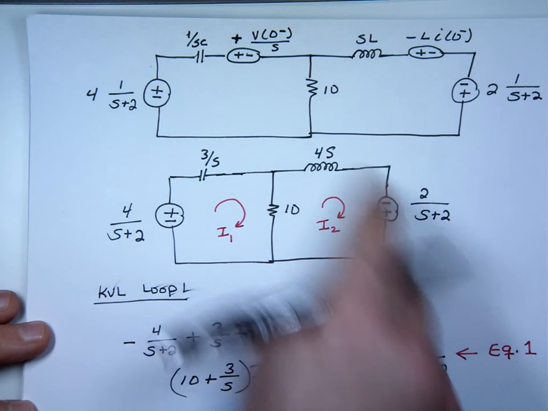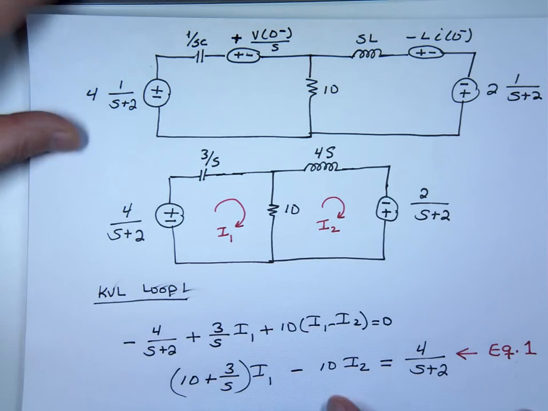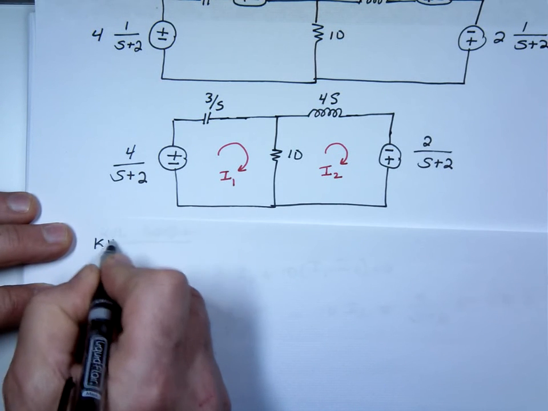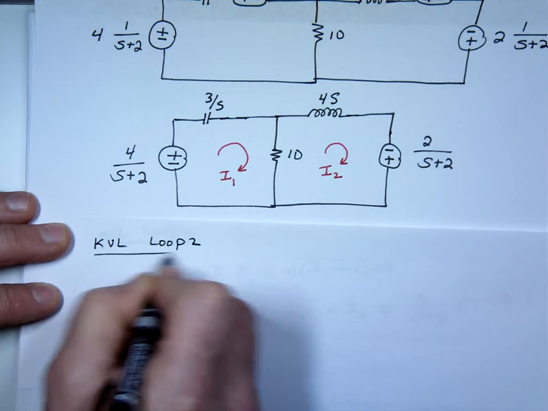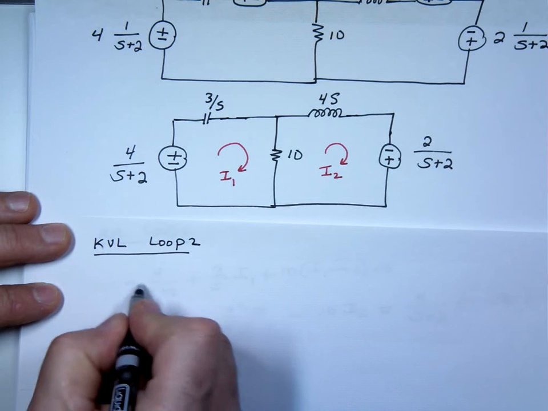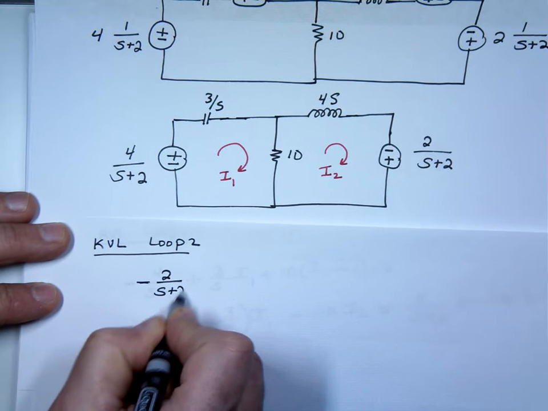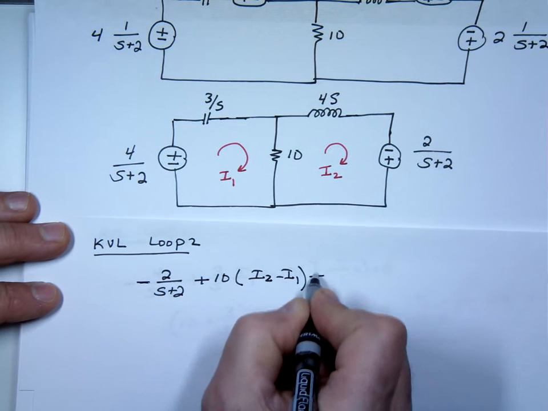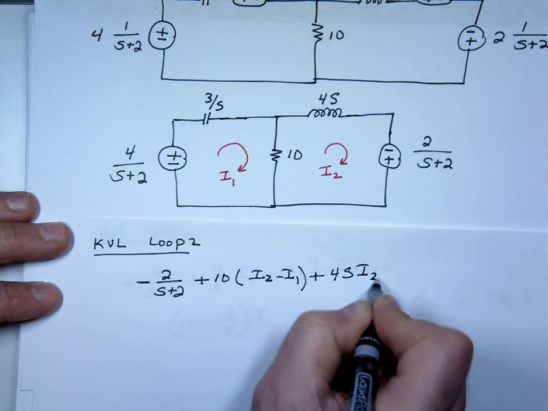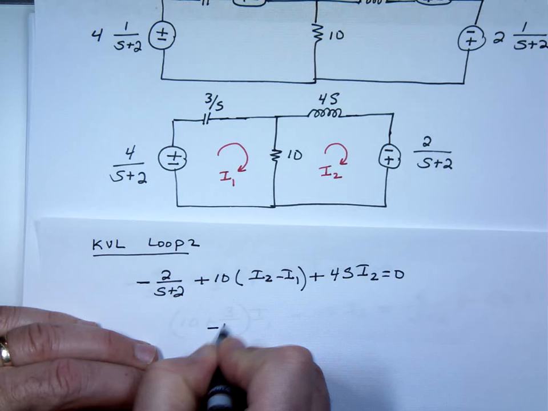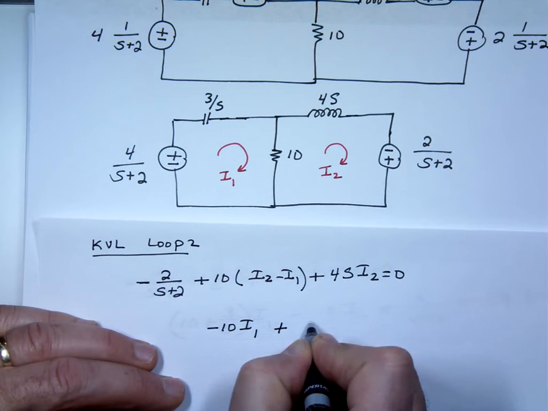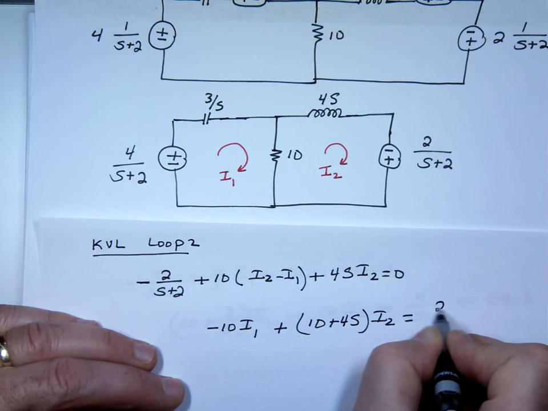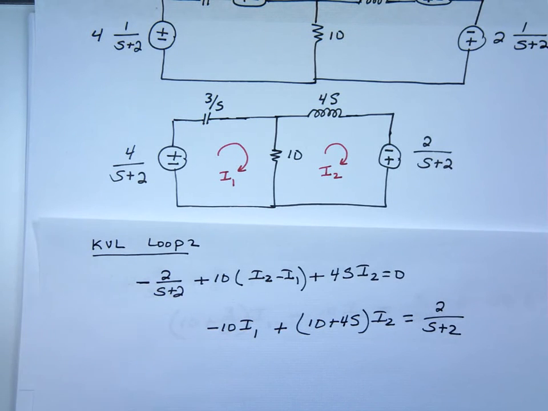Now let's do another KVL on this side to make sure you see it. Here we go. KVL, loop 2, right here. Minus to plus is a minus 2 over s plus 2, plus 10 times I sub 2 minus I sub 1, plus what? 4s times I sub 2, is equal to 0. Negative 10 I sub 1, plus 10 plus 4s times I sub 2, is equal to what? 2 over s plus 2. And that's your second equation.